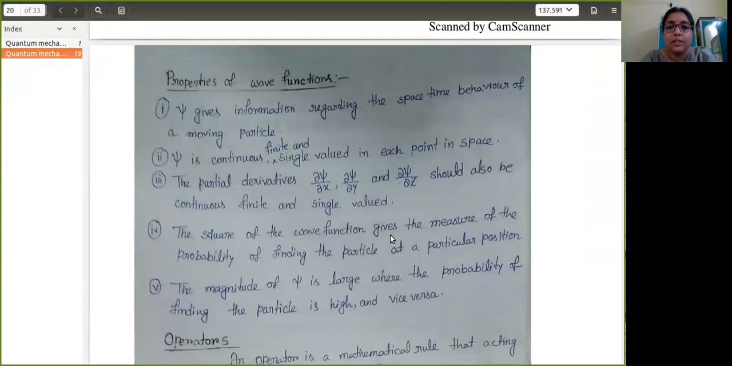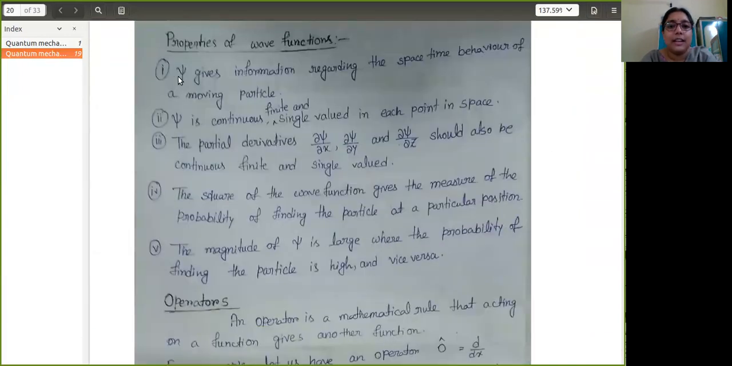Now, what are the properties of the wave function? As psi gives information regarding the space-time behavior of a moving particle, psi has to be continuous, finite, single-valued at each point in space. This one is very important. The wave function has to be continuous, because if a wave function is not continuous or is discontinuous at some position, suppose here, let us take this one as a boundary. Here the wave function is like this.